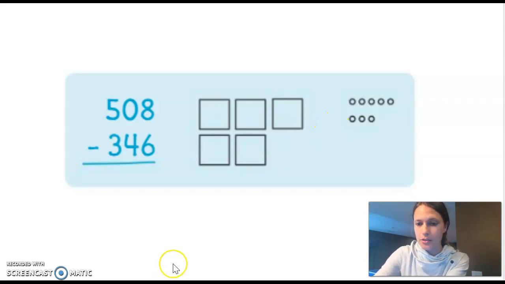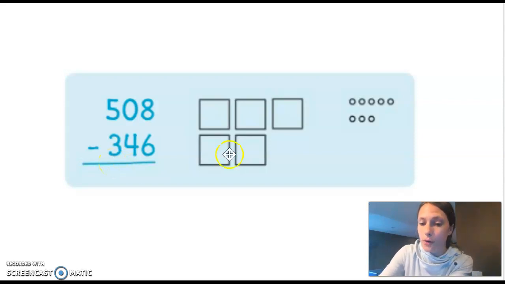Here is my quick hundreds and quick ones. I have 5 hundreds, 0 tens, and I have 8 ones. Now remember, I'm taking away 346 from 508. So I don't need to make my quick hundreds, tens, and ones of 346 because I'm taking that amount away from my total. So we need to subtract the 300s, 4 tens, 6 ones, and 346 from 500s, 8 ones.